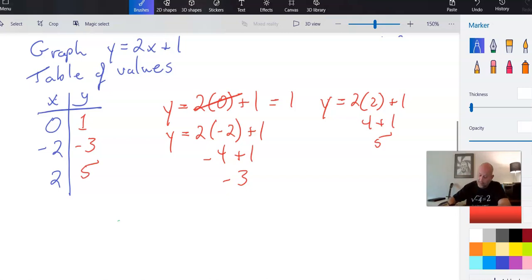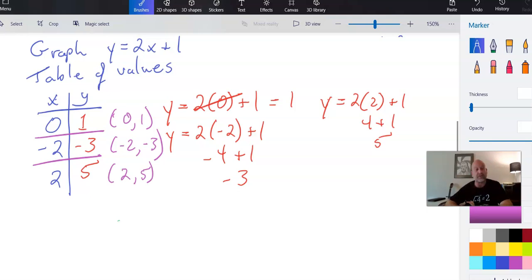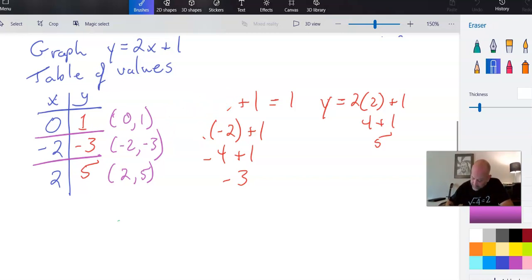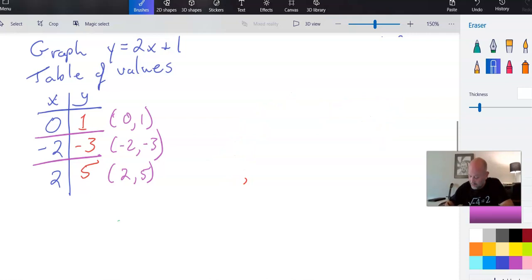Okay, so now we have 3 points. And just so we're clear, this point right here represents the point 0, 1. This point right here is the point -2, -3. And this point here is the point 2, 5. And so I have 3 points to put on my grid. So I'm going to erase this work here. You can always rewind it and find it if you need to. Let's get this off of here, and I'm going to draw a little graph.